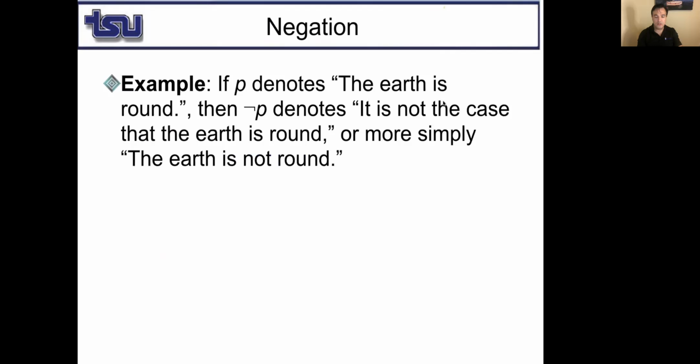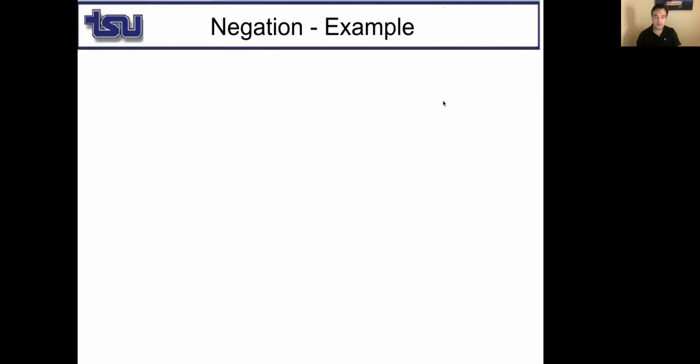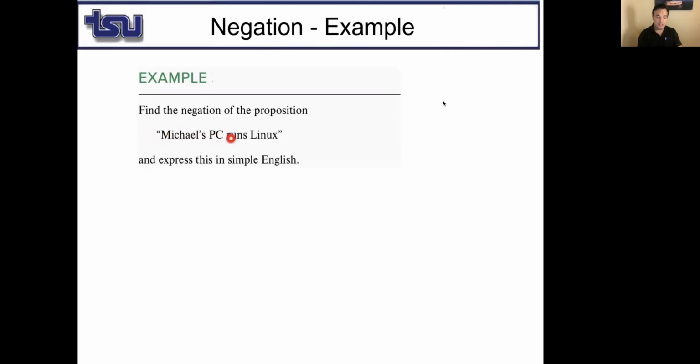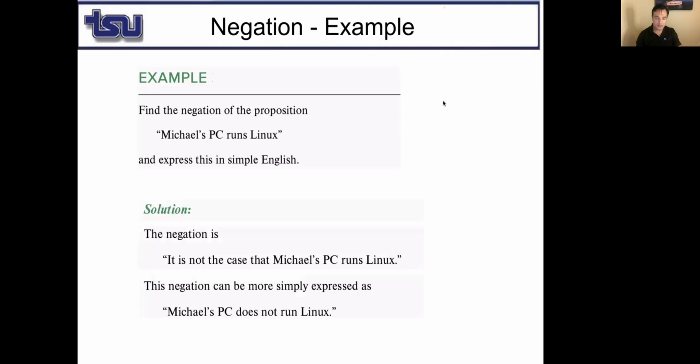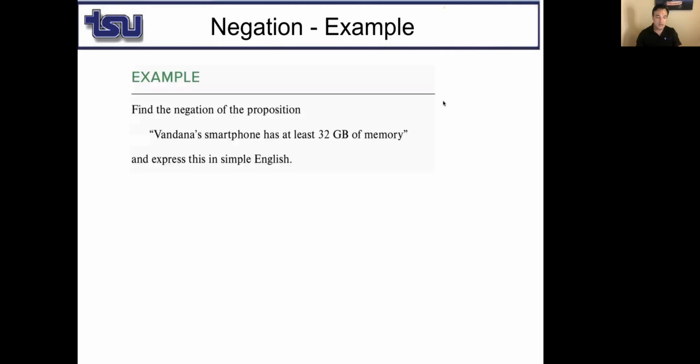Okay, here's an example. The earth is round. What is the negation, or what is P naught? If P is the earth is round, obviously P naught will be it is not the case that the earth is round, or simply the earth is not round. Okay, Michael's PC runs Linux. The negation of this proposition will be it is not the case that Michael's PC runs Linux. That means Michael's PC does not run Linux. It is not the case that Michael's PC runs Linux, or Michael's PC does not run Linux. They are equivalent.